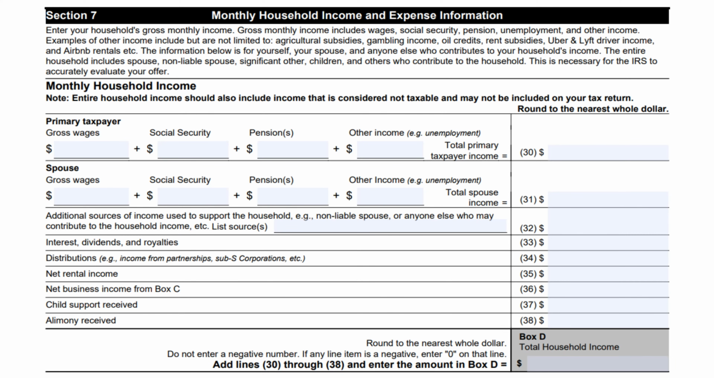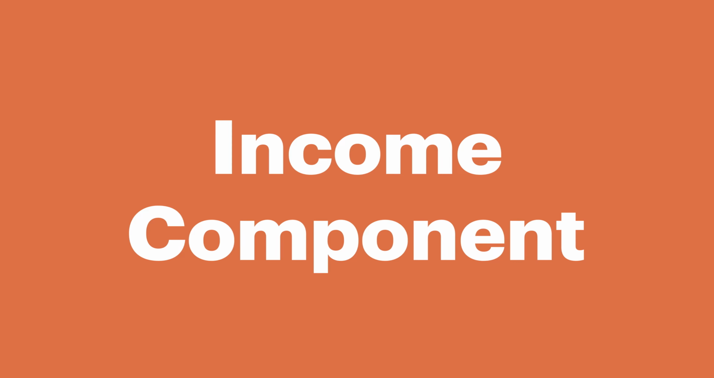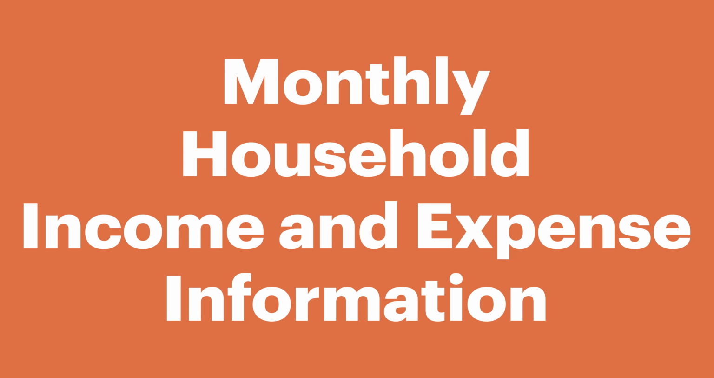So I'm going to jump on over to section 7 of the form 433A OIC and talk about the income component of your reasonable collection potential, or as it's known on the form, your monthly household income and expense information. The income component of your reasonable collection potential is your monthly excess income, as determined by IRS rules and standards, okay? Not your actual monthly cash flow, multiplied by a future income multiplier of either 12 or 24 months.